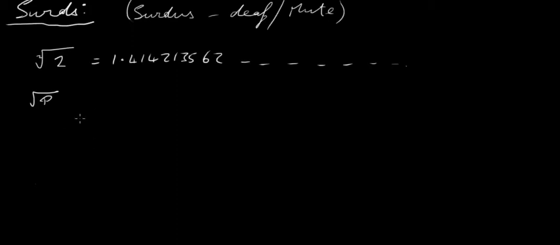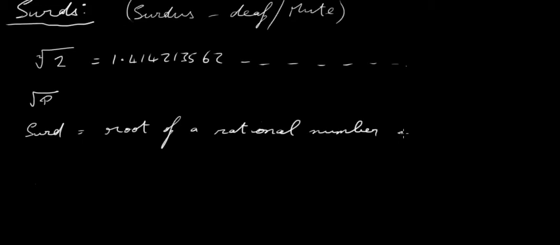Okay, so formally, a surd is the root of a rational number whose value, or well, let's say result, is irrational.